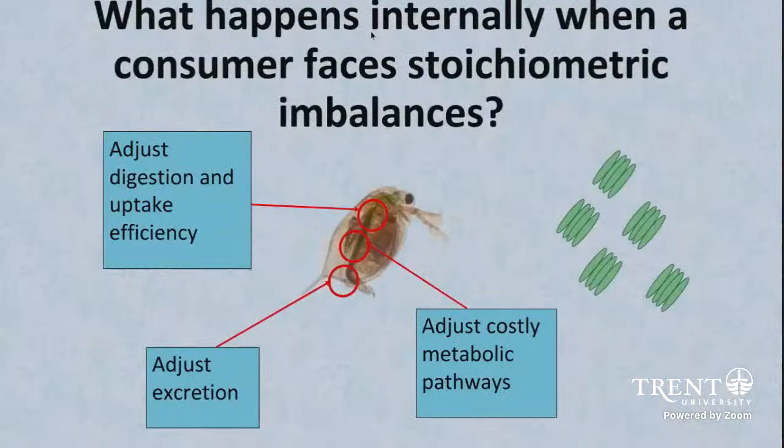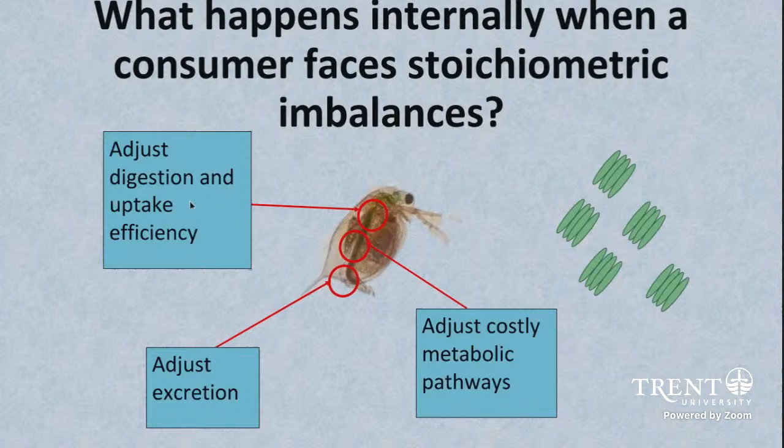But when a consumer faces stoichiometric imbalances, not only are they making these coarse physiological changes like a reduction in growth rate and reducing reproductive output, but there's actually a lot of nutrient specific adjustments they are making throughout the ingestion, digestion, excretion process. So things like adjusting digestion. For example, low phosphorus algae can have tougher cell walls, so we might be looking at increasing the digestibility of our food.